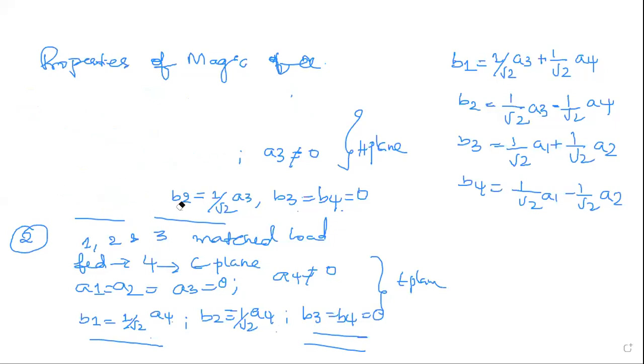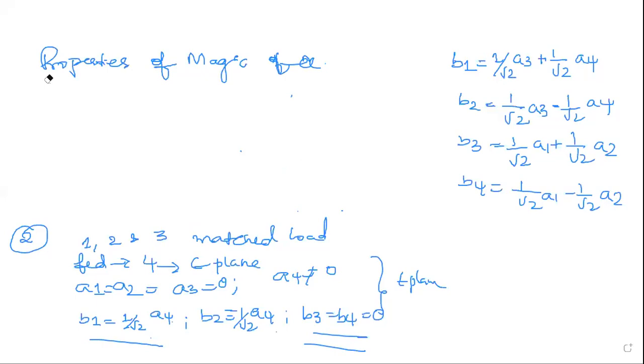Now the third property: you will be terminating your second, third and fourth ports, and you will be giving the input to your port 1, which will be your third property. Considering the third property, terminate the third port, second port and fourth port with the matched load, and the input is given to port 1.